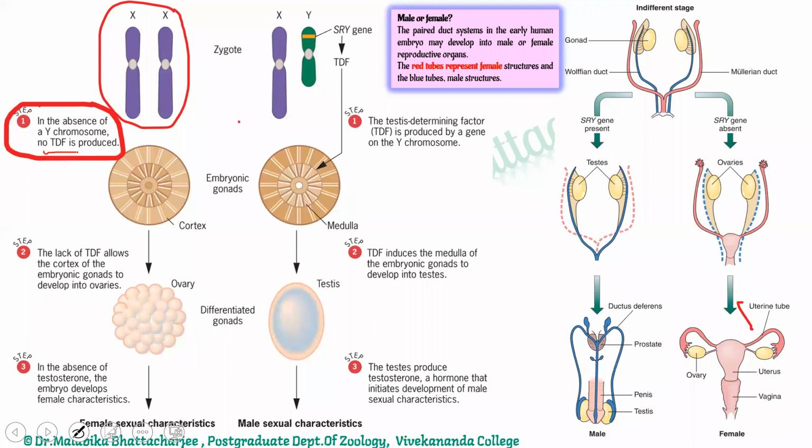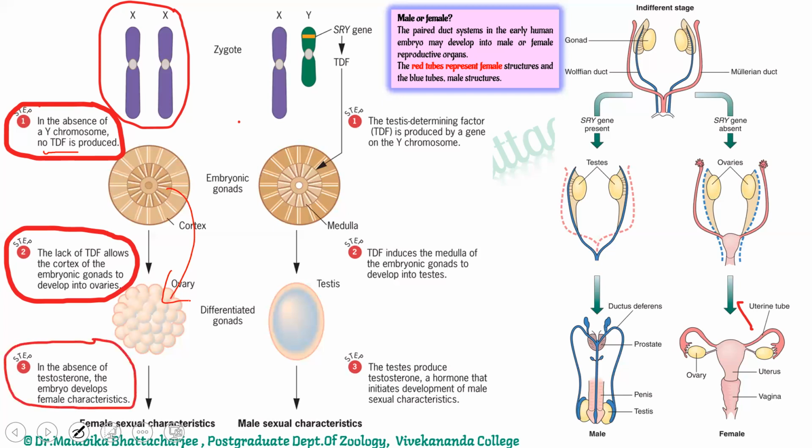Now we come back to our scenario. In females, there is no Y chromosome. So in the absence of the Y chromosome, the Sry gene and the TDF, no testis determining factor is produced. In the absence of the testis determining factor, the cortex of the embryonic gonads develops into ovaries. And since there is no Y chromosome, no testis development takes place and no testosterone is produced. So in the absence of testosterone, the embryo develops the female characteristics.